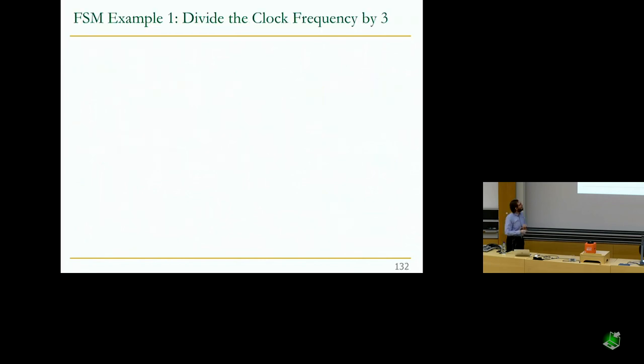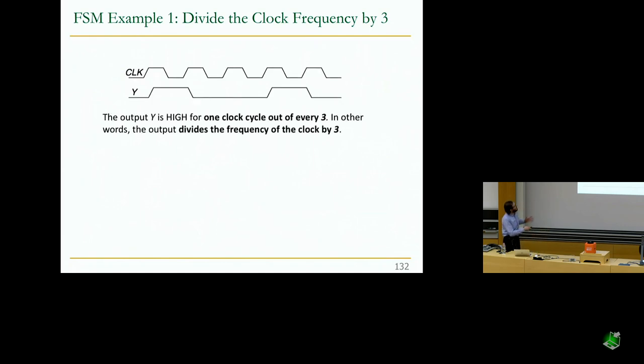Let's look at one example, dividing the clock frequency by 3. So basically, what it means is this. Your clock is normally one clock cycle. We want to extend that clock cycle this way, right? The output Y is high for one clock cycle out of every 3. In other words, the output divides the frequency of the clock by 3, okay?